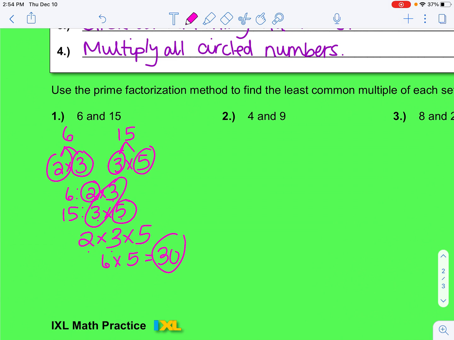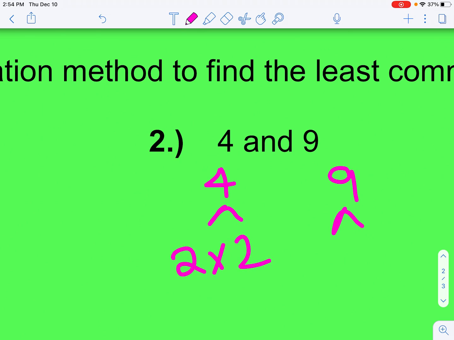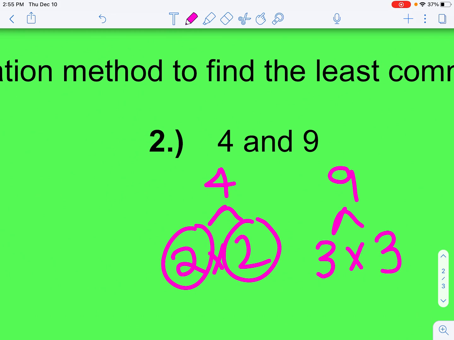Okay, now let's go over to number 2. We have 4 and 9. Well, first step is to find our prime factorization. 2 times 2 gives us 4. Both of those are prime. 3 times 3 gives us 9, and both of those are prime.